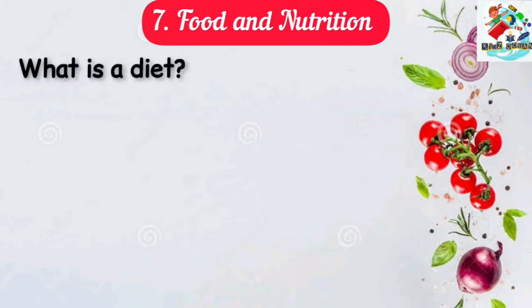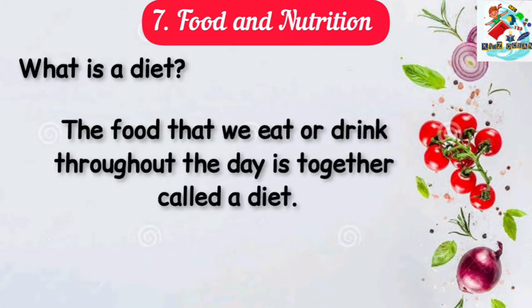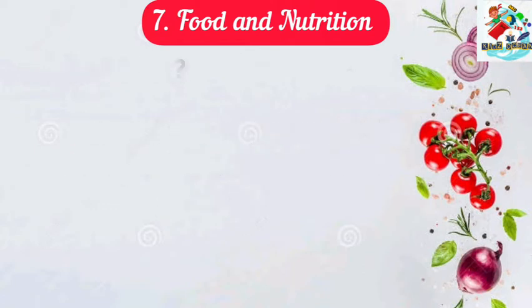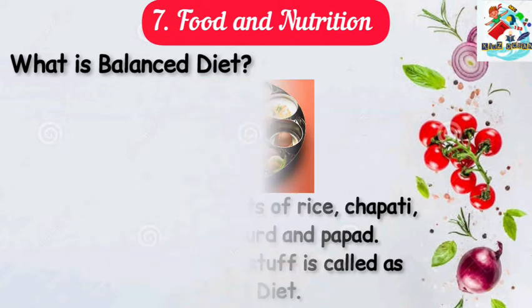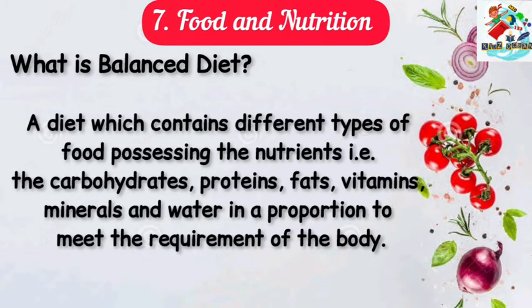Do you know, children, what is the meaning of diet? The food that we eat or drink throughout the day is together called a diet. Finally, do you know what is a balanced diet? A balanced diet is a diet that contains different kinds of food items like chapati, rice, dal, vegetables, salad, curds, papad, pickles, etc. A diet which contains different types of food possessing the nutrients, that is the carbohydrates, proteins, fats, vitamins, minerals and water in a proper proportion to meet the requirement of the body.